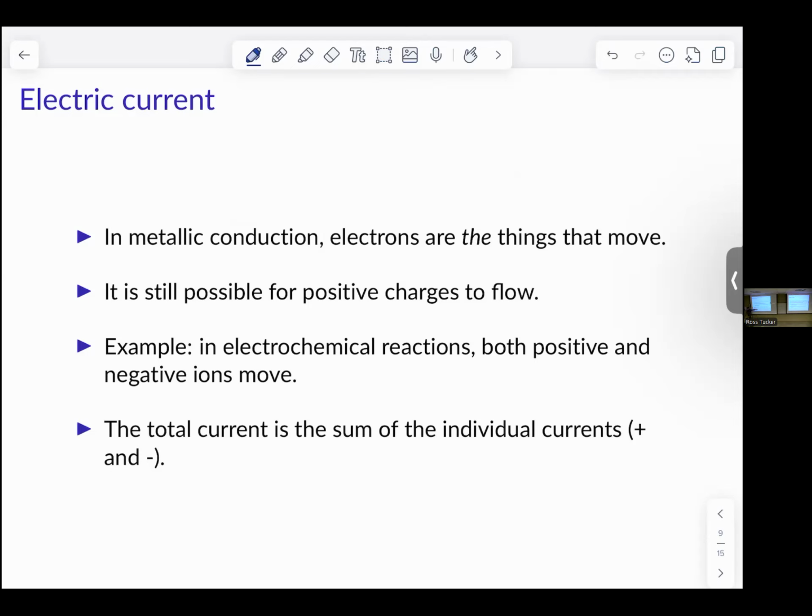What happens if I've got 4 amps of positive, 4 positive charges per second going this way, and 3 negative charges per second going this way? How many charges per second are going, say, that way? 7. If I've got 4 positive and 3 negative going in opposite directions, you would add them together. Negative charges going this way is positivity increasing that way. Think about it.